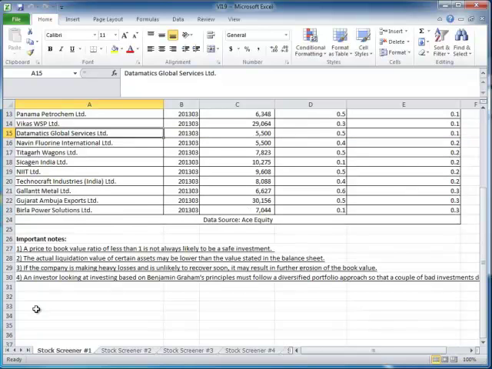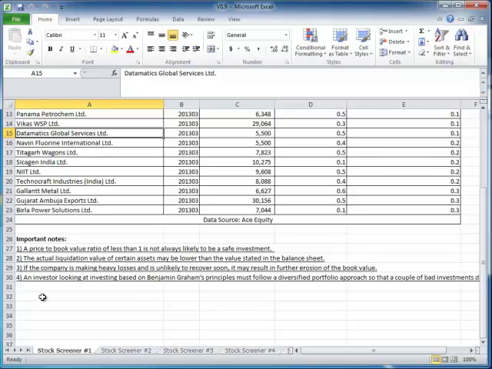Here are some additional notes about the first stock screener. Firstly, a price to book value ratio of less than 1 is not always likely to be a safe investment. That's not necessarily a guarantee of a safe investment. The actual liquidation value of the company, or especially of certain assets, might be lower than the value that's stated in the balance sheet. Sometimes things can be valued based on a historical value, which may not be accurate today. If the company is making heavy losses and is unlikely to recover soon, that could result in further erosion of book value.